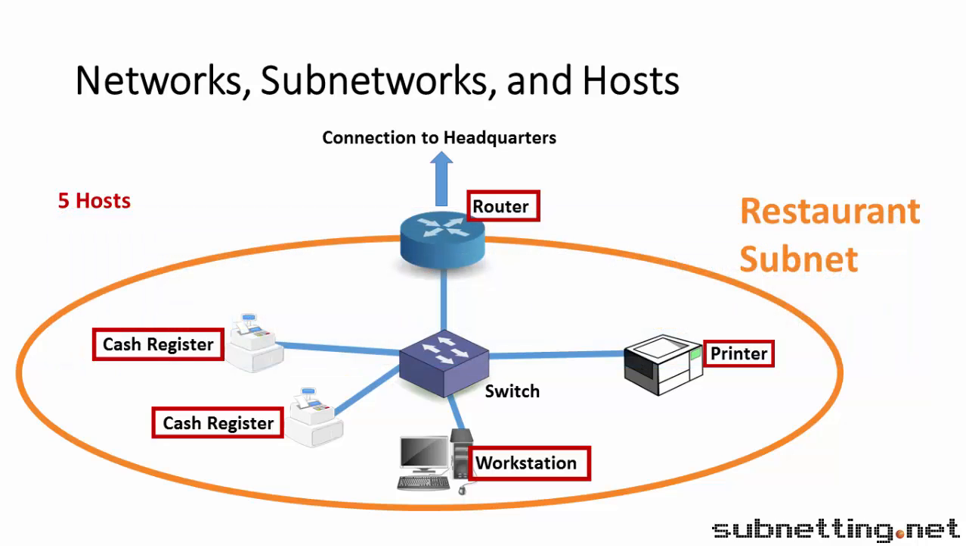So now we need to find the smallest power of 2 that is greater than or equal to 7, and that number is 2 to the 3rd power, or 8. This means the minimum number of bits we need for the hosts in this subnet is 3 bits.